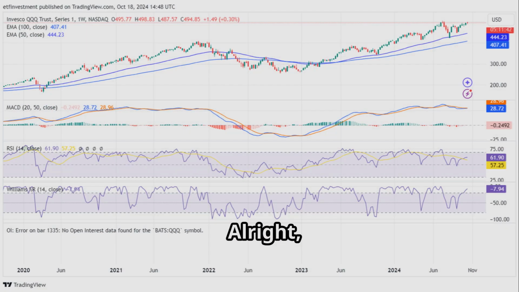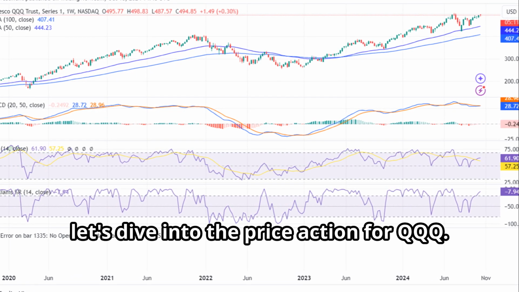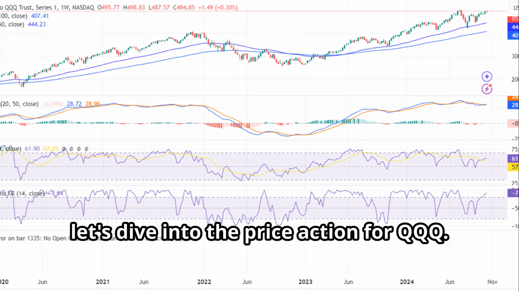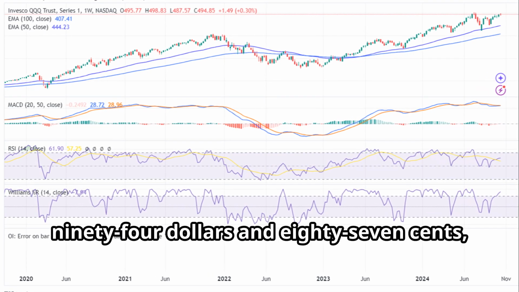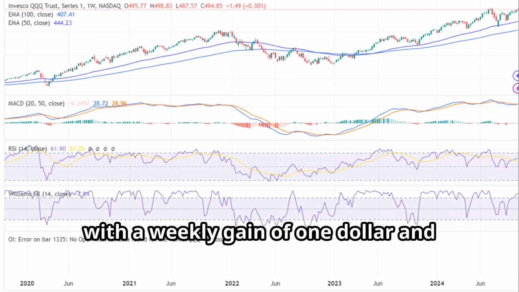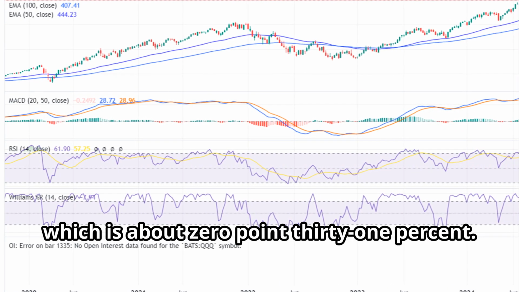Nasdaq 100. Alright, let's dive into the price action for QQQ. The current price of QQQ is $494.87, with a weekly gain of $1.51, which is about 0.31%.